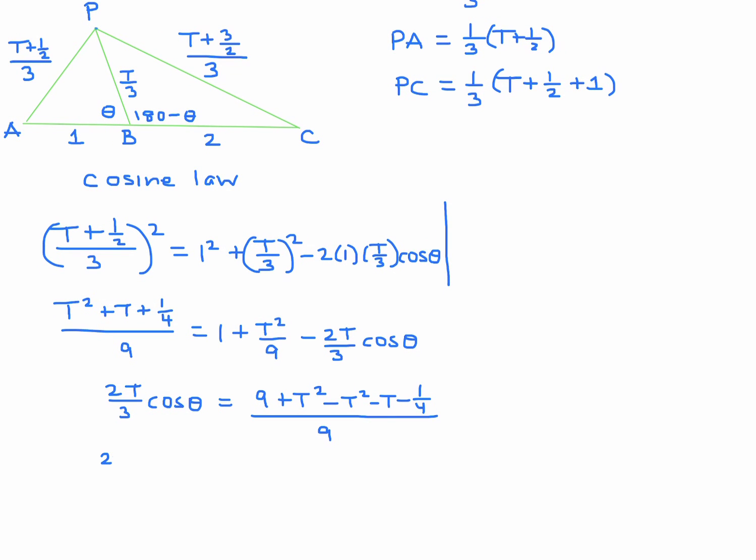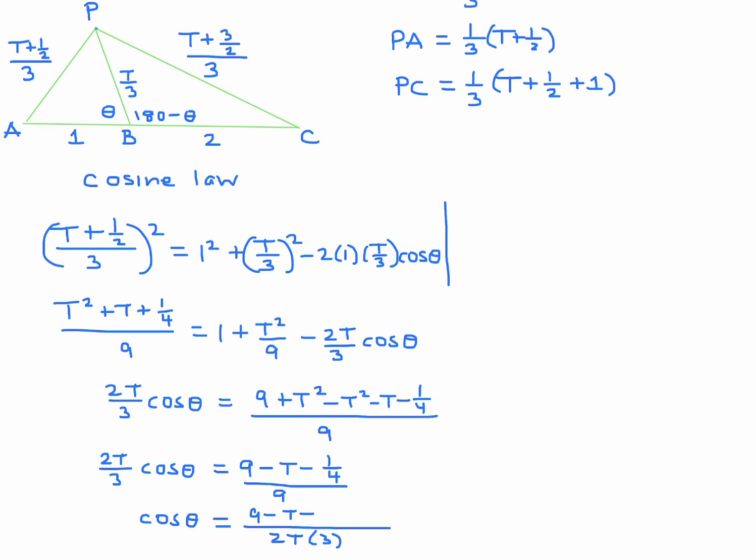And this gives me 2t over 3. That doesn't change yet. And the t squareds cancel, so that's very good. That just leaves me with (9 minus t minus 1/4) over 9. Then I can bring the 2t into the denominator, and the 3 and the 9 will just give me a 3. So 9 minus t minus 1/4, over 6t. Okay, I think that's a pretty decent simplification.